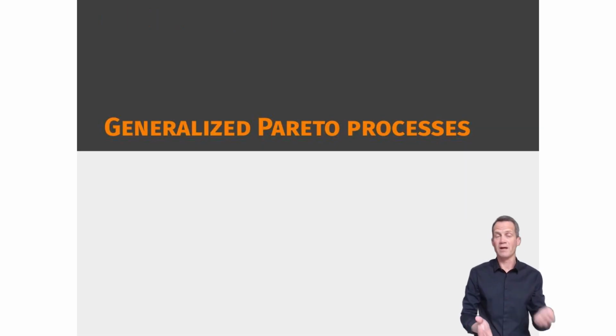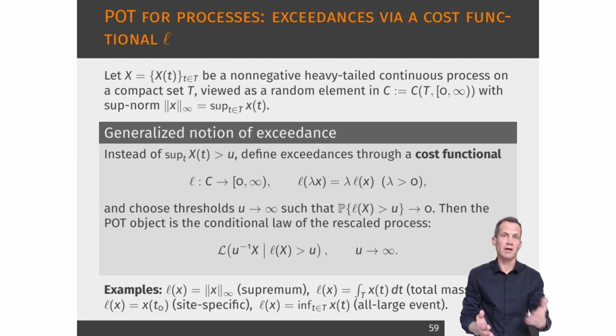We now turn from maxima to threshold exceedances and introduce the functional analog of generalized Pareto distributions. This slide introduces a peaks over threshold approach for stochastic processes. We start with a non-negative, heavy-tailed continuous process defined on a compact set.